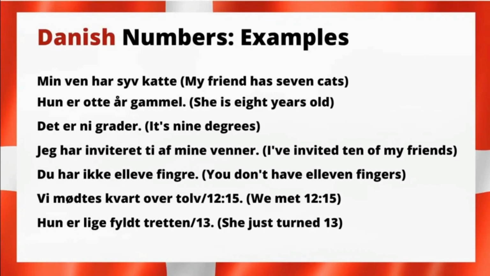Du har ikke 11 fingre. You don't have 11 fingers. Cool. Vi mødtes 12:15. We met 12:15. Notice here that I write both. Like I spell it, but I also write the number. That's because usually when you hit like 12 or 13, you don't spell it anymore. You just write the number. That's like how we normally do it. And also when we tell the time, we write it like that.